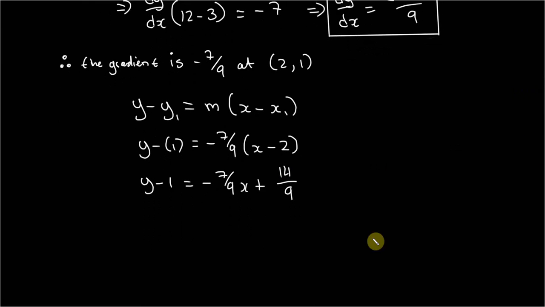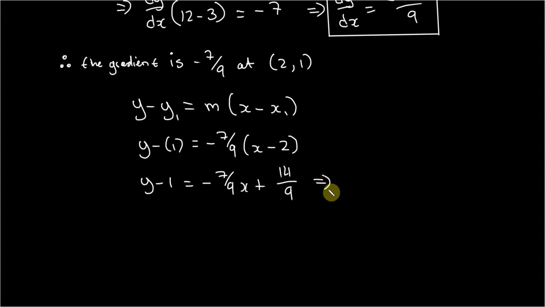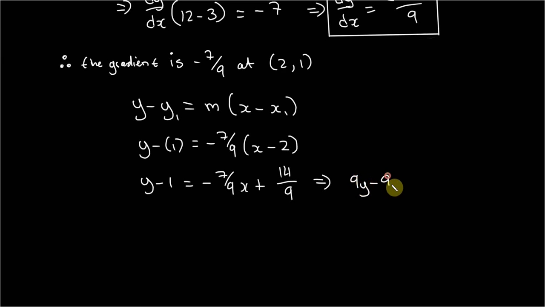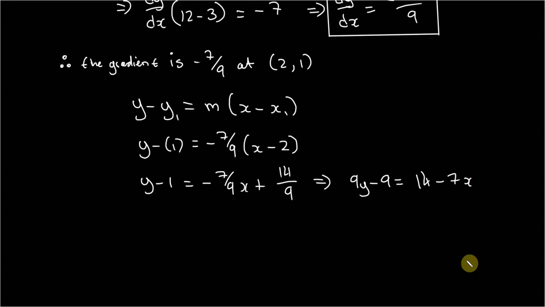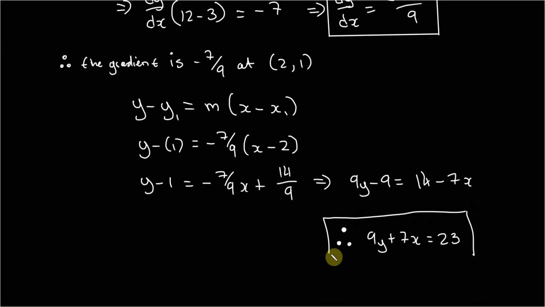And it just so happens that we have a common denominator here, so let's just multiply both sides by 9. And just to save space, I'll write it over here. It implies we multiply both sides by 9. To cancel the denominators, we get 9y minus 9 equals 14 minus 7x. And we are almost done. We just need to rearrange this a little bit. So we want the x term on the left, and we want our constant term on the right, so therefore we get 9y plus 7x equals 9 plus 14, that's 23. And that is the equation of the tangent at the point 2, 1.